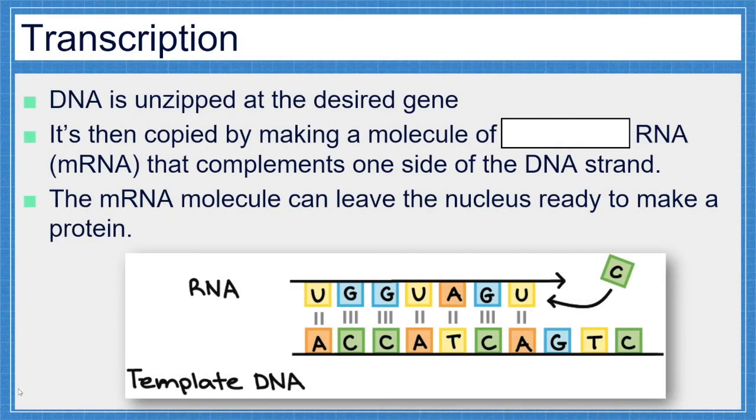So we can sort of simplify the process into these stages. First of all, the DNA is unzipped because it's a little bit like a zipper. So it's opened up and it's only done at the gene that they want to copy. You don't need to do the whole thing, just the section you're interested in. And then it gets copied by making a molecule of messenger RNA.